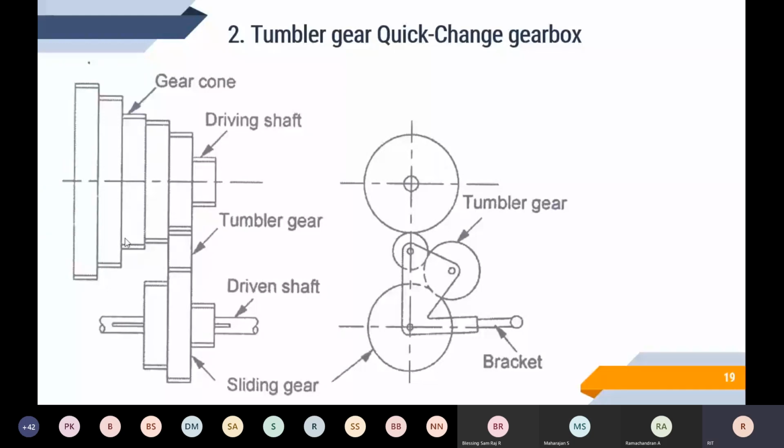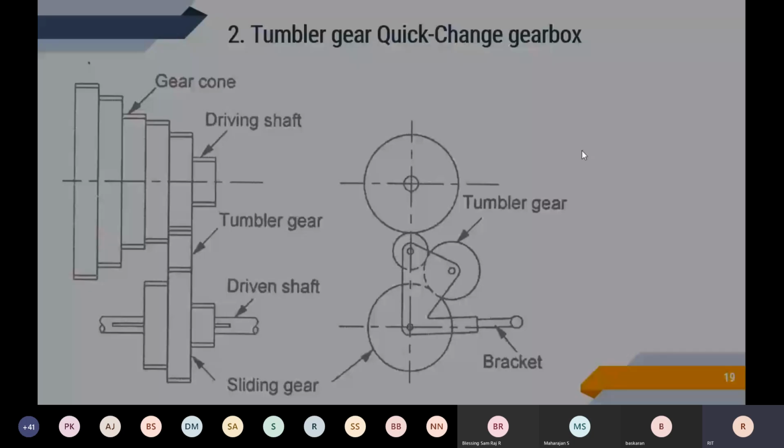By sliding the sliding gears to various positions and engaging the tumbler gear, different speeds can be obtained because of the tumbler gear only. By shifting the tumbler gear, we can get different speeds. So it is very simple to change the speed easily. So that is the tumbler gear quick change gearbox mechanism.